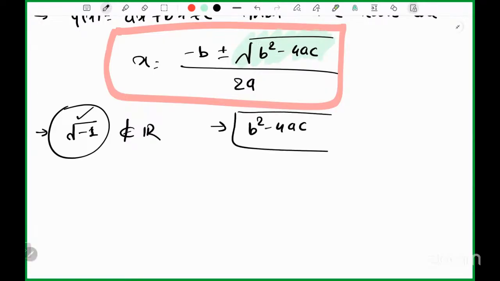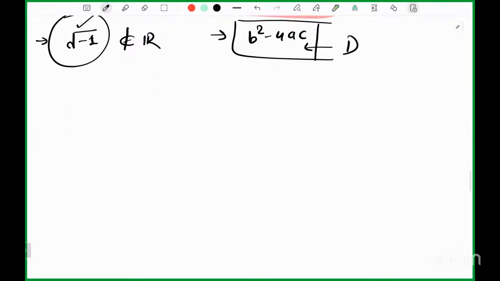This b square minus 4ac helps us determine the nature of the roots of any parabola, so it is also known as the discriminant. Based on the value of b square minus 4ac, we can tell whether our given quadratic equation will have the same real root, distinct real roots, or complex (imaginary) roots. So let's state those cases.